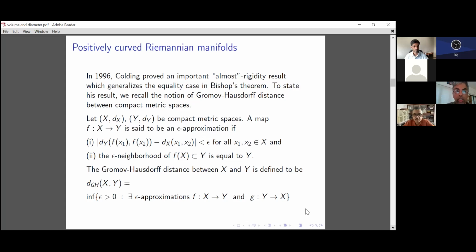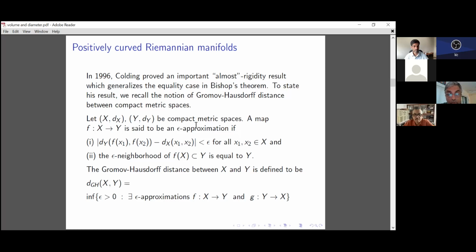I'm defining the Gromov-Hausdorff distance. So you start with two compact metric spaces. A map between them is said to be an epsilon approximation.